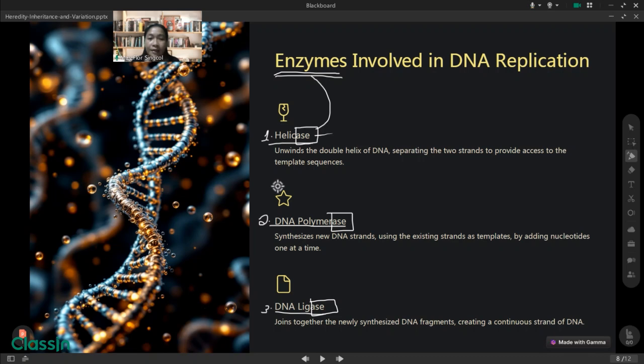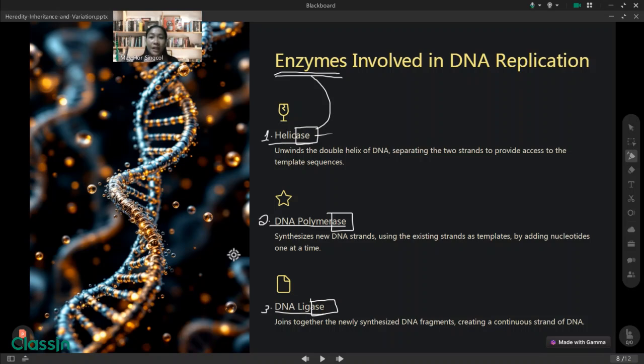Let's determine the description for helicase. Helicase is the one that unwinds the double helix of DNA. It will separate the two strands to provide access to the template sequences. Later I have a picture or illustration that will help us understand helicase. Second is the DNA polymerase. It synthesizes the new DNA strands using the existing strand as a template, and adds nucleotides one at a time.